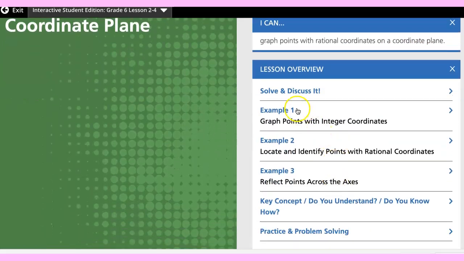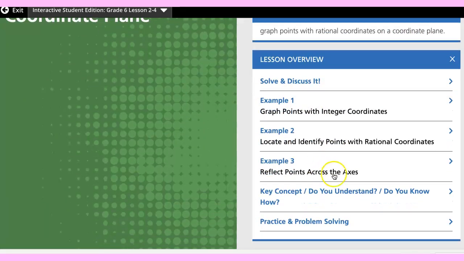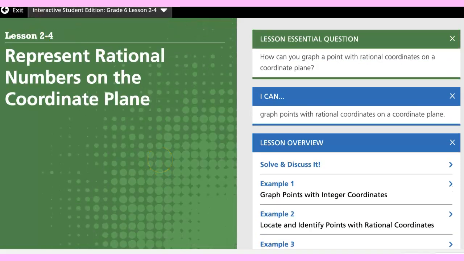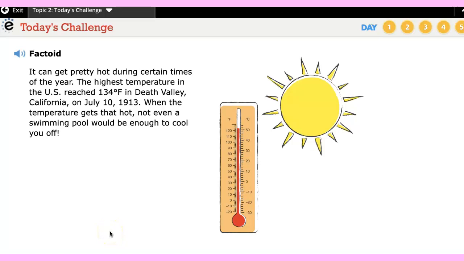We already did examples 1 and 2 before, so we're just going to be focusing on reflections across the axes, the x-axis and the y-axis. All right. But before we start, we'll see here.